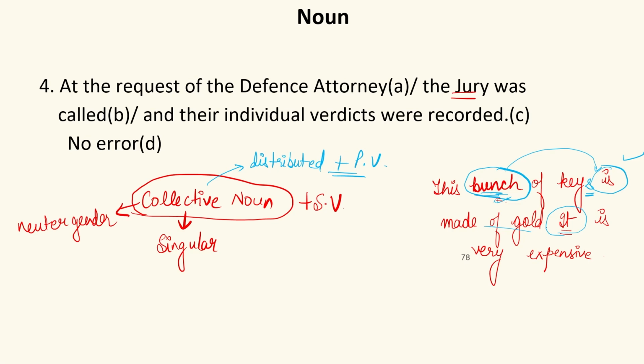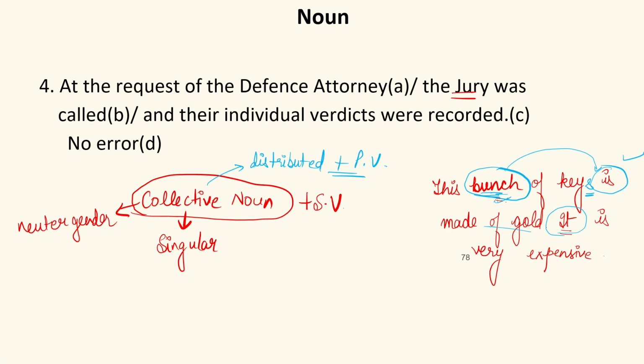The players in the team are changing their uniforms, not the team. And they will change their uniforms individually. They have different and separate uniforms. That's why that particular collective noun is in distributed form right now. So there we use plural form.